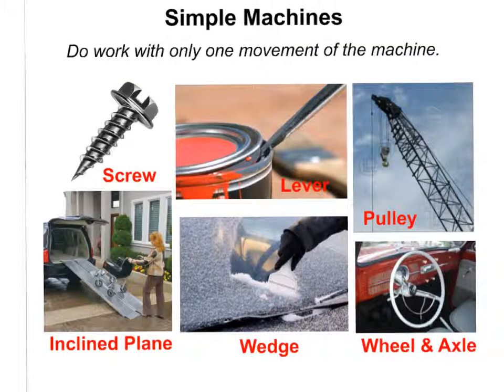Now let's look at the most simple machines. Simple machines are machines that do work with only one movement of the machine. So a bicycle would not be a simple machine. But these 6 machines are simple machines, and I'm sure you recognize all of these from middle school science class. So we are not going to go in great detail with all of the machines, but you do need to know what the 6 simple machines are. We have a screw, a lever, you can see being used there, pulley, an inclined plane, a wedge, and a wheel and axle.